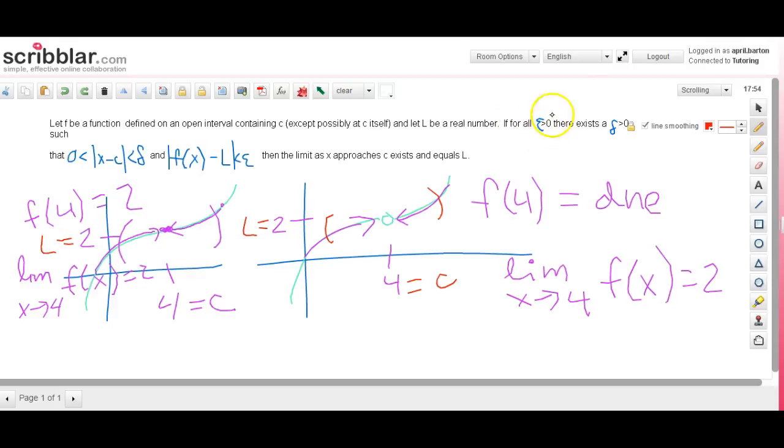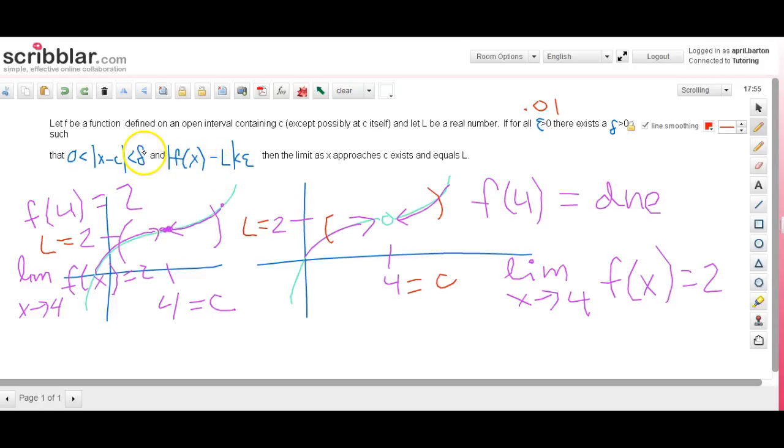If for all epsilon greater than 0, there exists a delta greater than 0. Epsilon and delta are usually used to represent small numbers. You're not usually going to see an epsilon that's 100. Usually you'd see something like 0.01. If you have a really, really small interval, then you're going to get closer and closer to those y values. Delta is associated with your x values, x minus c. Epsilon is associated with your y values, f of x minus L.